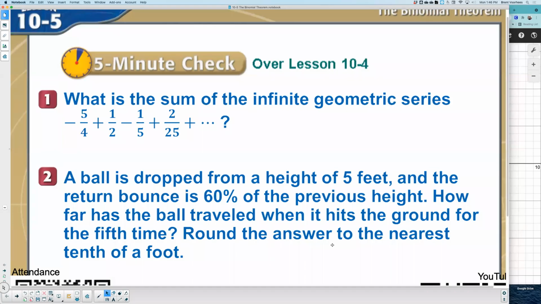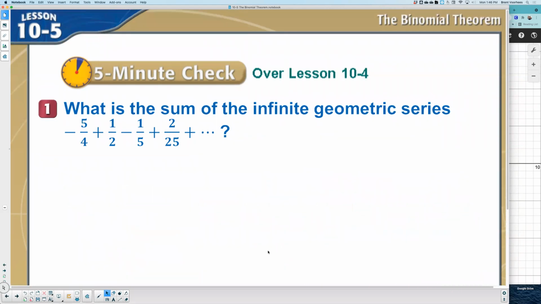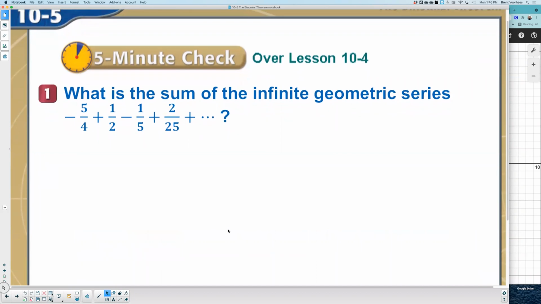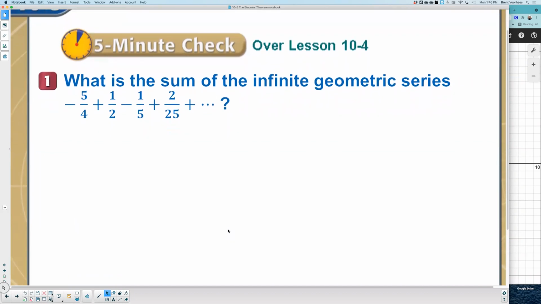All right, let's take a look at lesson 10.5 here, the binomial theorem. First review question I have is, what is the sum of this infinite geometric series? All right, so what are some key words you see in the question?